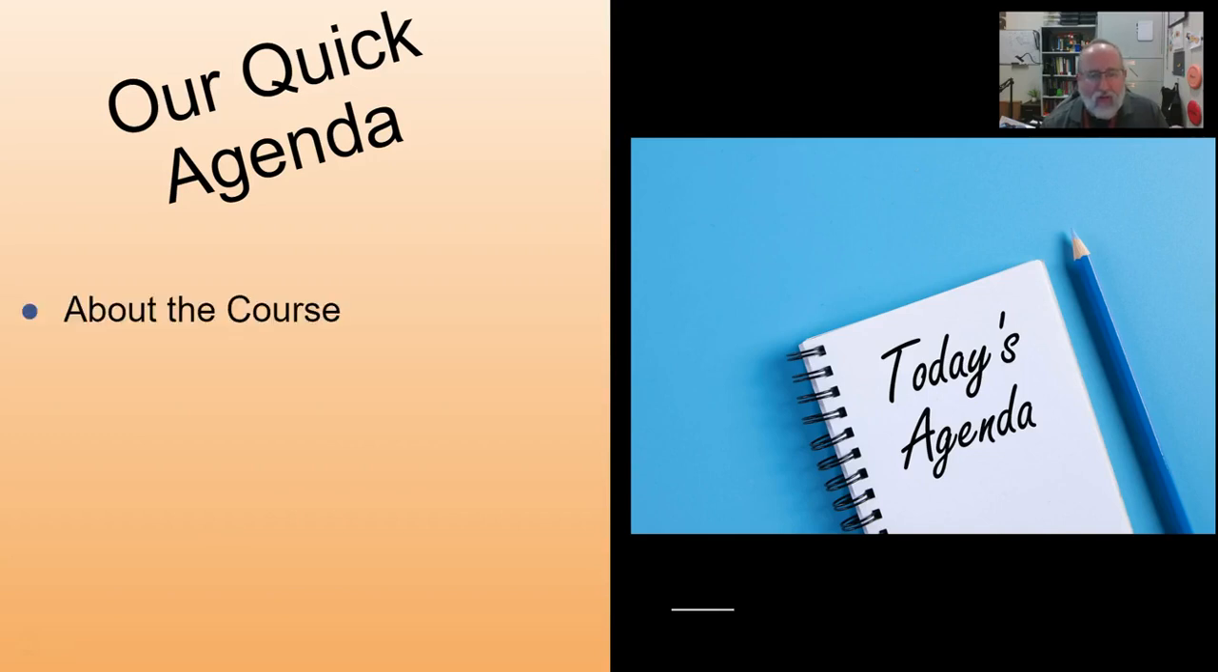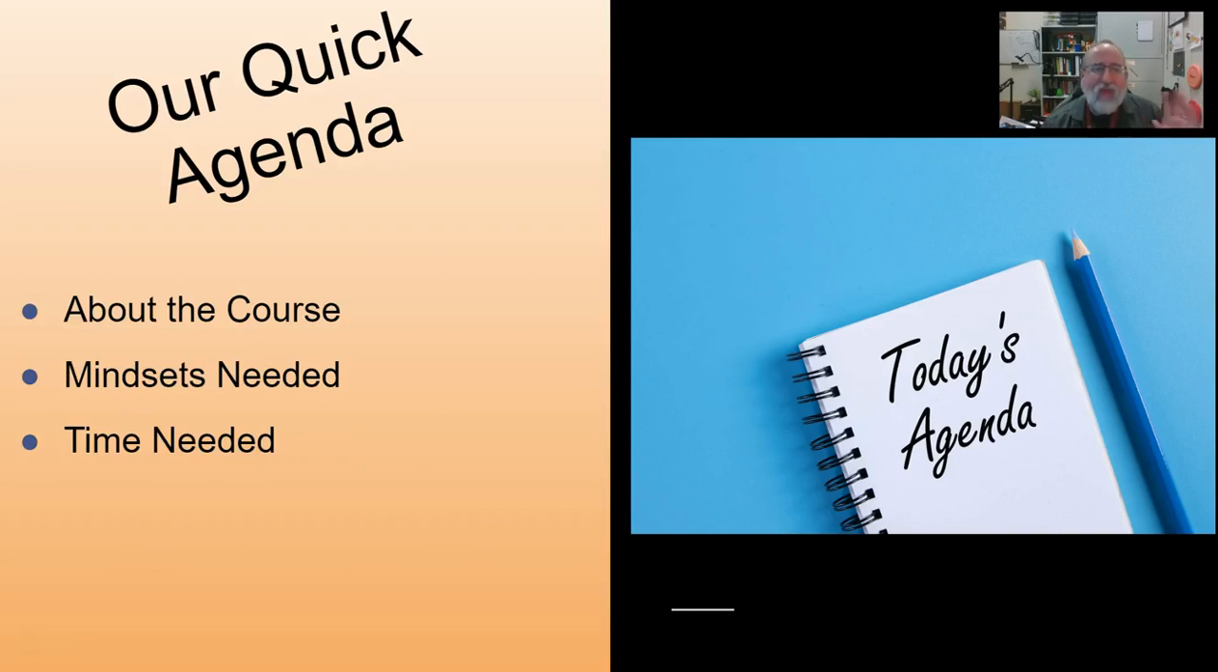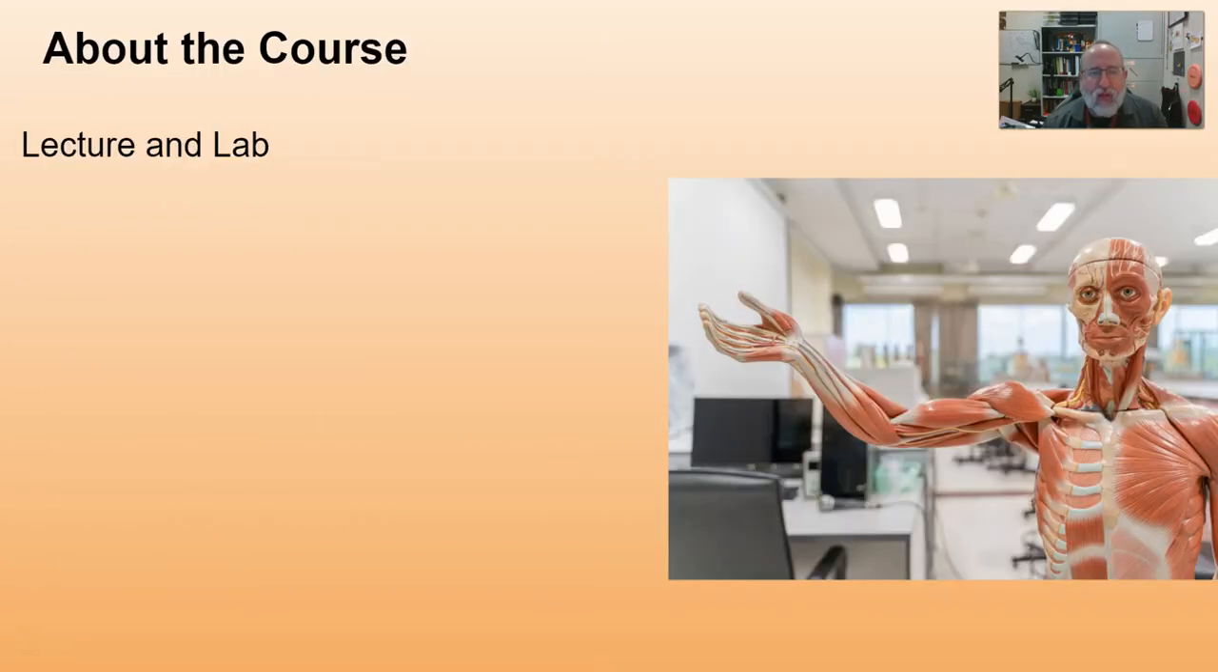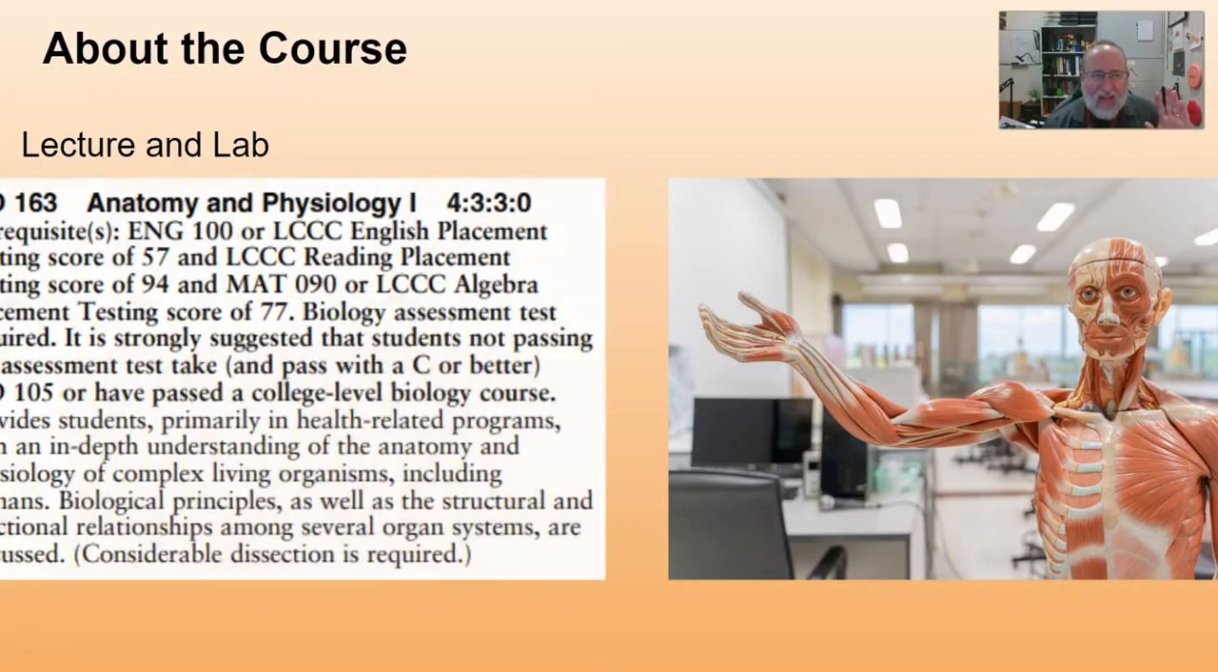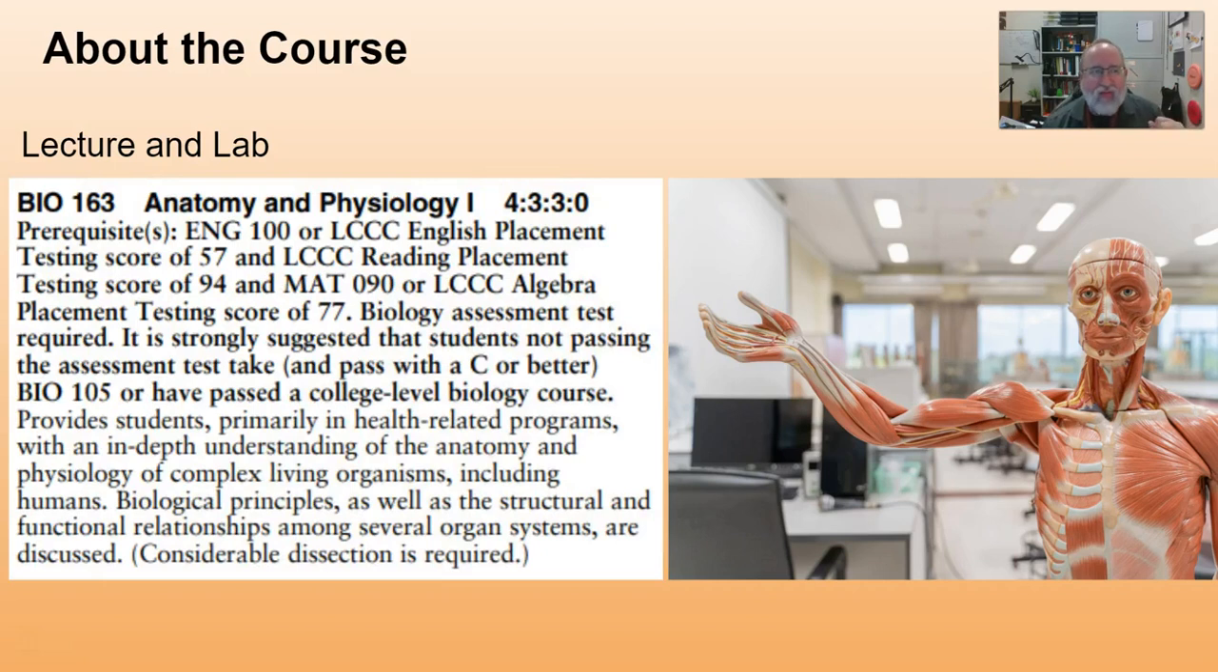So brief overview of our agenda today. We're going to talk about the course a bit, mindsets needed to be successful, time needed to be successful, the resources that are available for you, and the importance of this course. All right, so about this course. This course has a lecture and a lab component to it. Anatomy Physiology 1 or Bio 163 has those two elements, right?